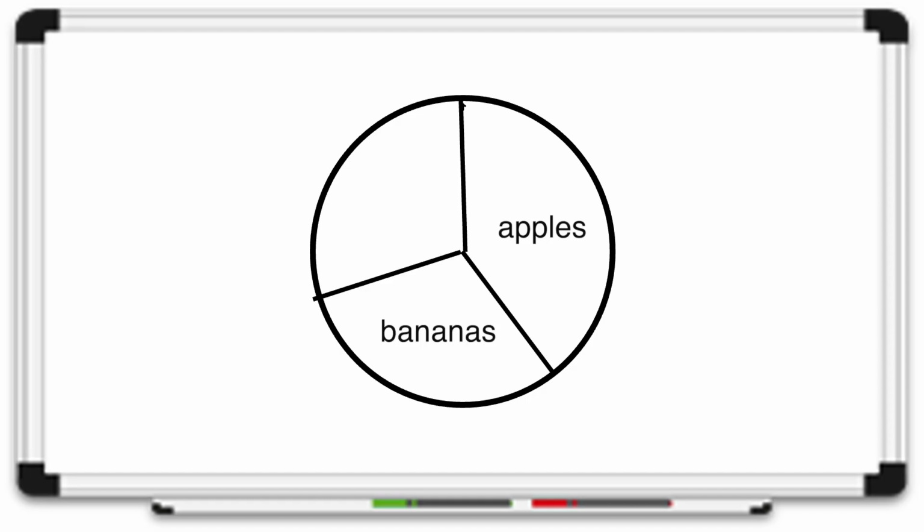Continue the same way for bananas, oranges, and grapes. The last sector should work out just right without measuring.